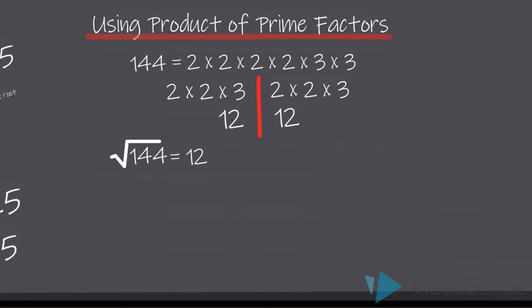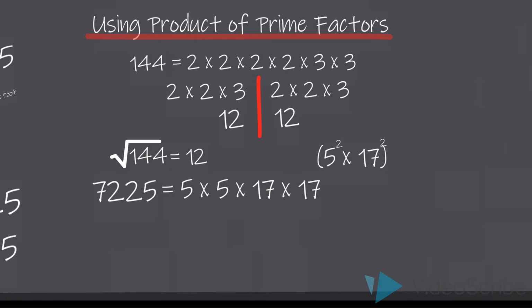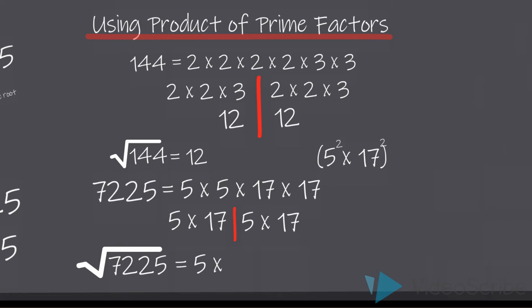Let's try another example. Let's find the square root of 7,225. Begin by finding the product of prime factors of 7,225. 7,225 equals 5 times 5 times 17 times 17, or 5 squared times 17 squared. Now we split these factors into two equal groups: 5 times 17 and 5 times 17. The square root of 7,225 is 5 times 17, or 85.